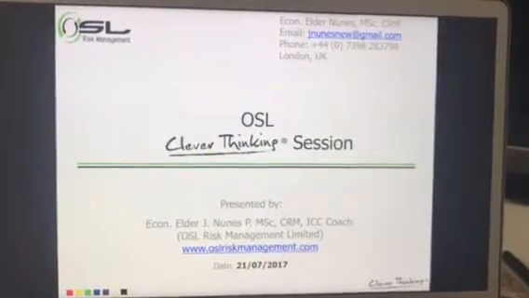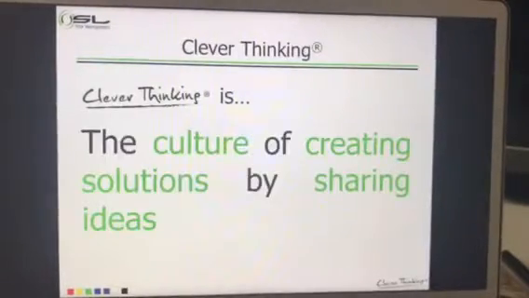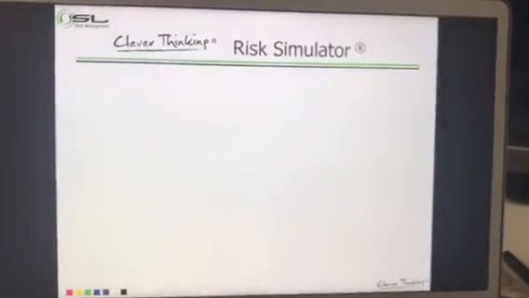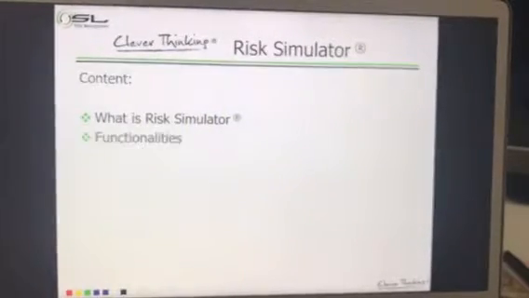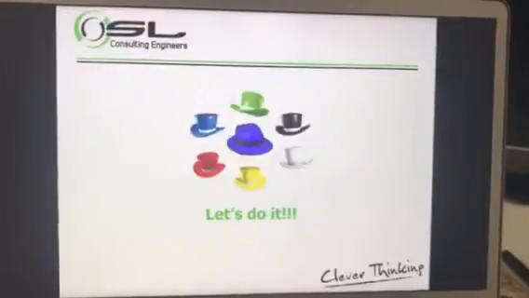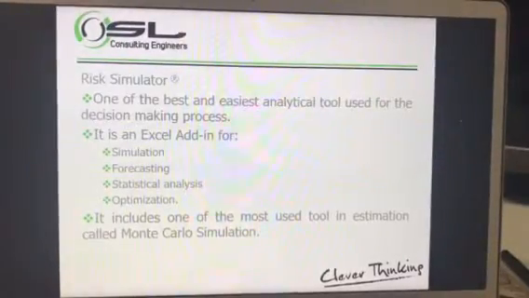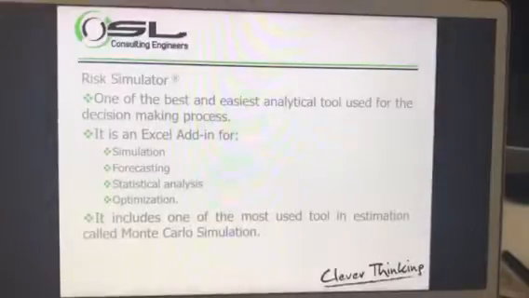Today, in this first webinar, we're going to discuss the Risk Simulator software. What is Risk Simulator and what are the main functionalities of this application? Risk Simulator is one of the best and easiest analytical tools used for the decision-making process. We can use this tool for simulation, and one of the best tools in simulation is Monte Carlo analysis.